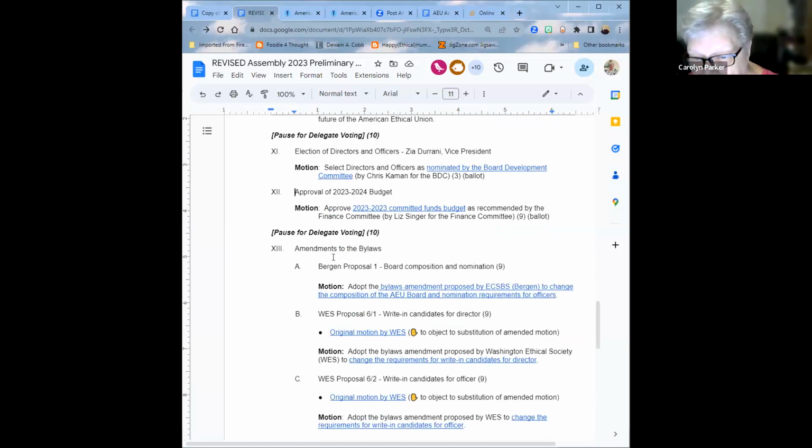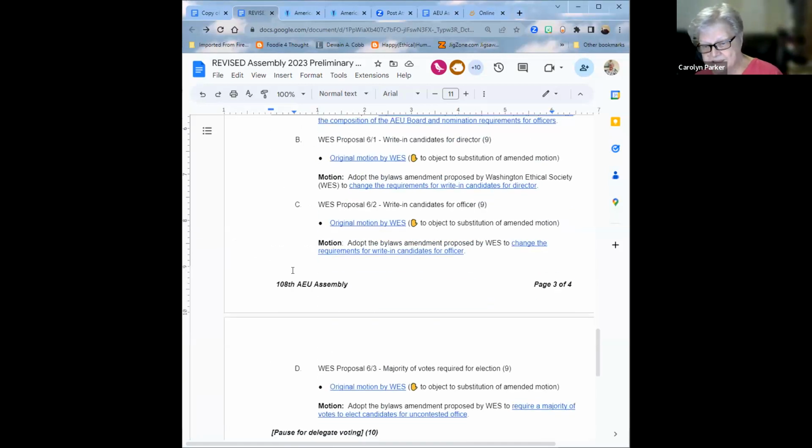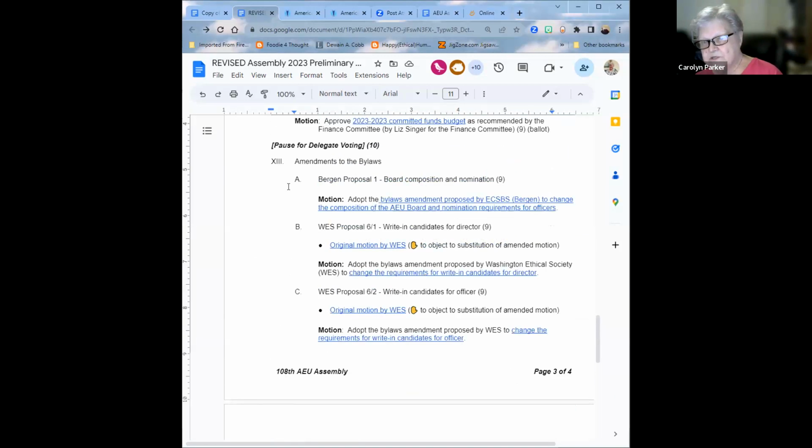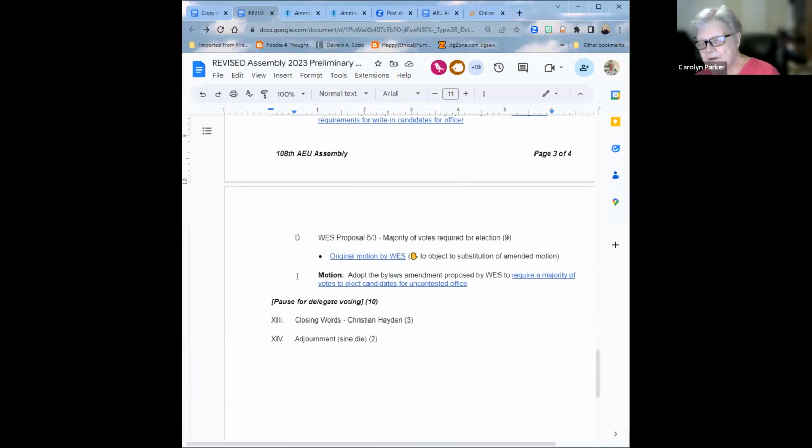And then we come, I believe, to the last section of the agenda, which has to do with bylaws. We reviewed the Bergen proposal and determined that it is actually one proposal, not two separate bylaws amendments. And so we've merged them together. So there'll only be one discussion and vote on the proposals from Bergen. Wes, however, had three separate bylaws amendments, and those will each be discussed and presented separately. And they will be on a ballot.